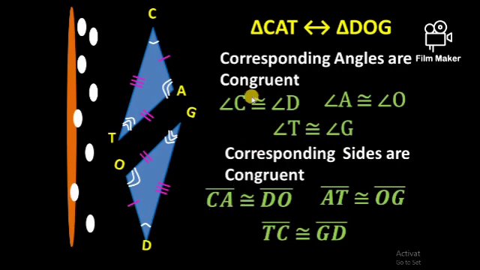At kapag nasunod, lahat ng corresponding angles and sides are congruent, we can now say that triangle CAT is congruent to triangle DOG. Gagamitin na natin ang symbol for congruence. This is the symbol for congruence.